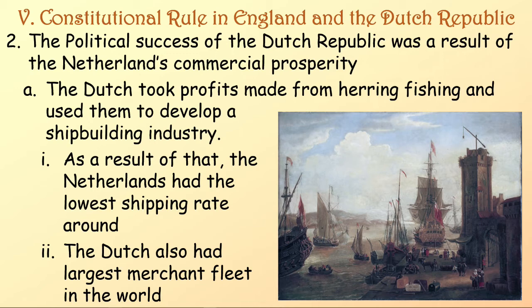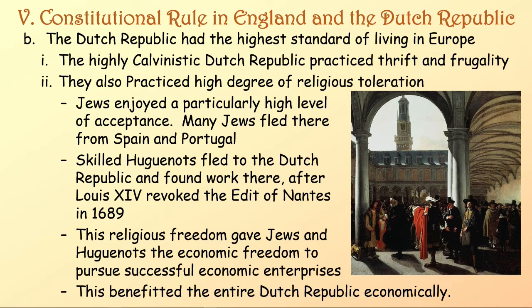The Dutch took profits made from herring fishing and used them to develop a shipbuilding industry. And as a result of that, the Netherlands had the lowest shipping rates around. And the Dutch also had the largest merchant fleet in the world. The Dutch Republic had the highest standard of living in Europe. The highly Calvinistic Dutch Republic practiced thrift and frugality. And they also practiced a high degree of religious toleration.